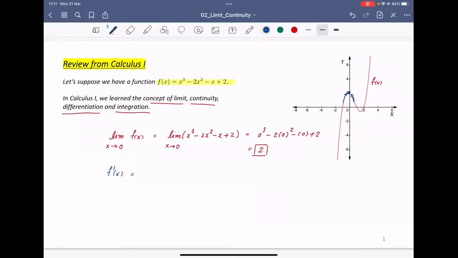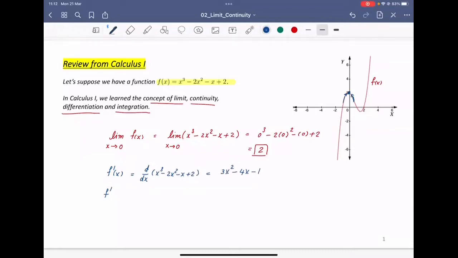Also, in Calculus 1, you learn f prime of x. This is your derivative, or differentiation. So what you do in Calculus 1 is differentiate. You can take d by dx of x cubed minus 2x squared minus x plus 2, and this will give you 3x squared minus 4x minus 1. This is your f prime of x, and you know how to compute the derivative.